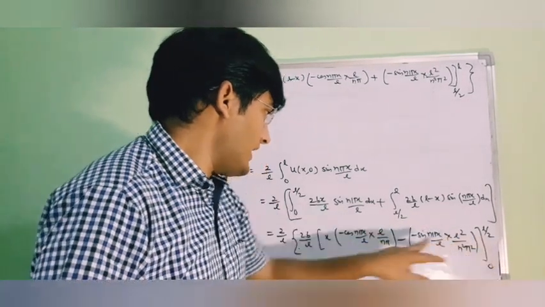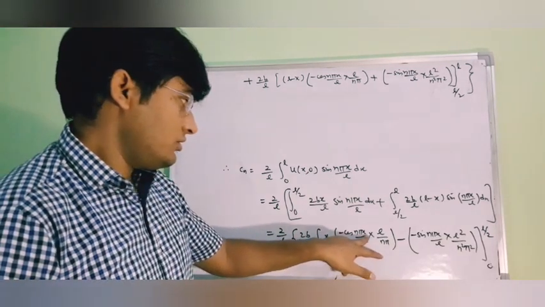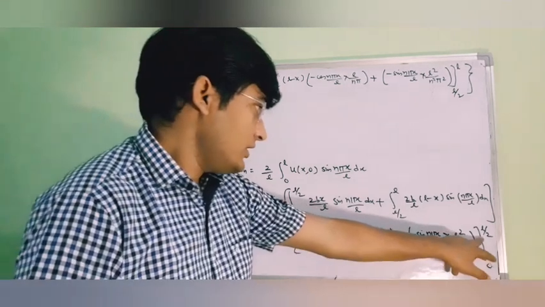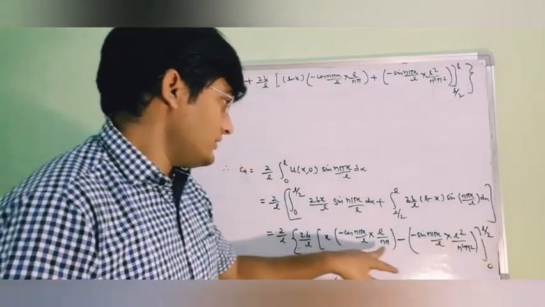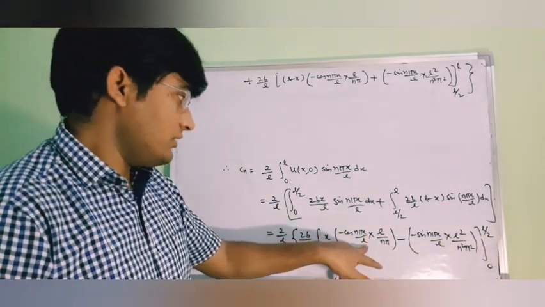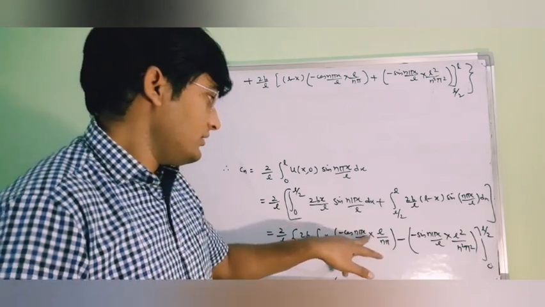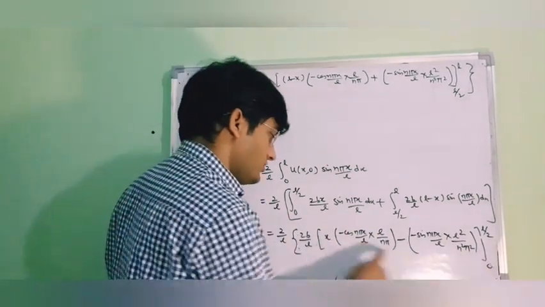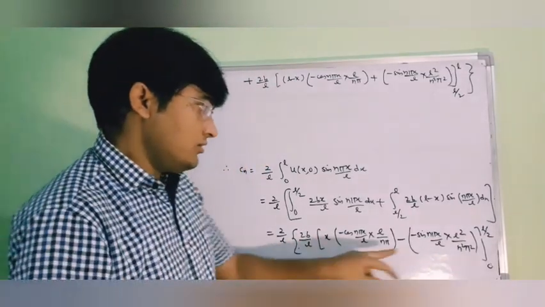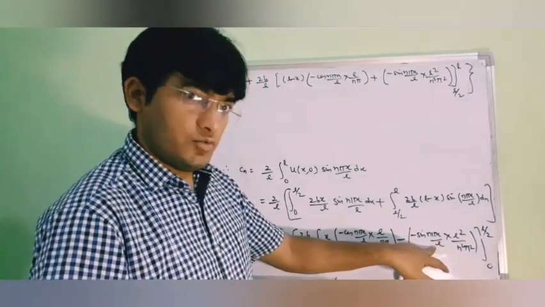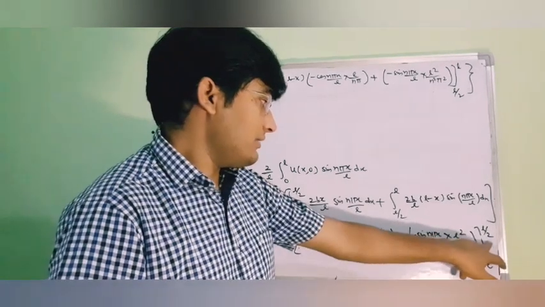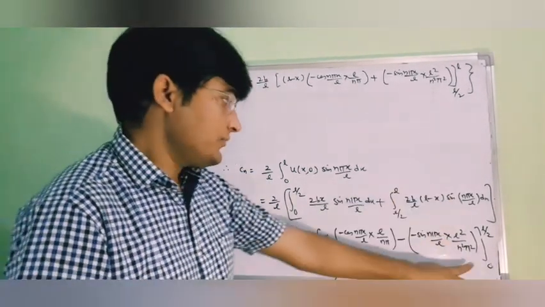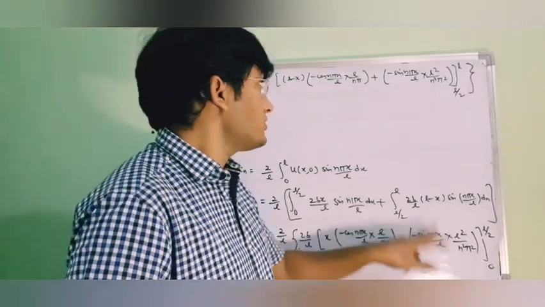If your x is L by 2, then this will be your cos n pi by 2. Here you can see that if your x is L by 2, then this L will get cancelled, and we will have this one as cos n pi by 2. And if x is 0, then this term will be 0. This term will be 0 for both the limits, because if x is L by 2, then this will be your sine n pi, and sine n pi is 0. For the lower limit it is sine 0, which is 0.